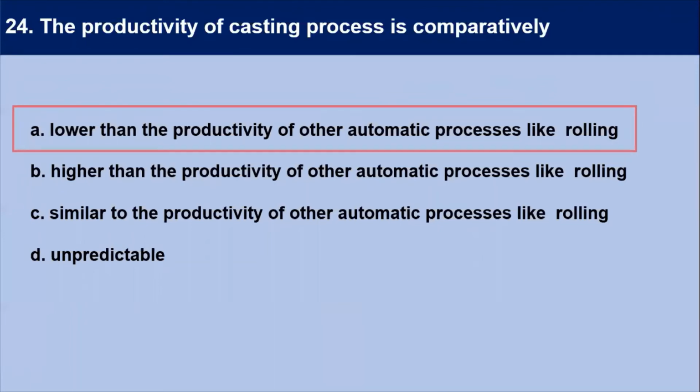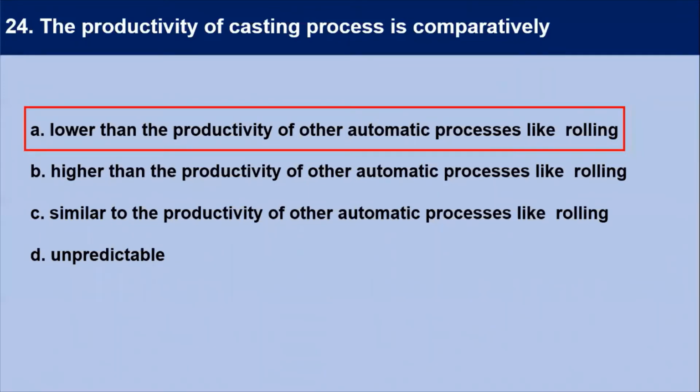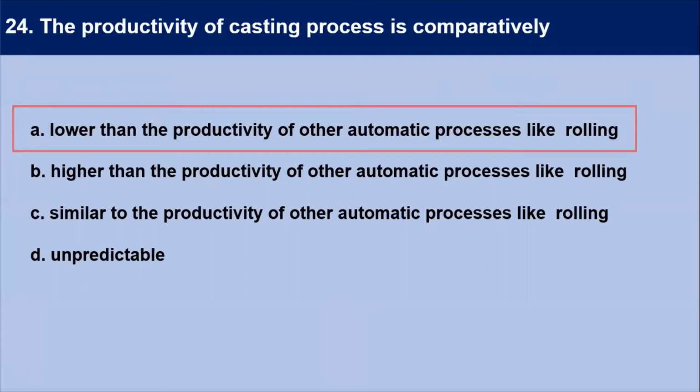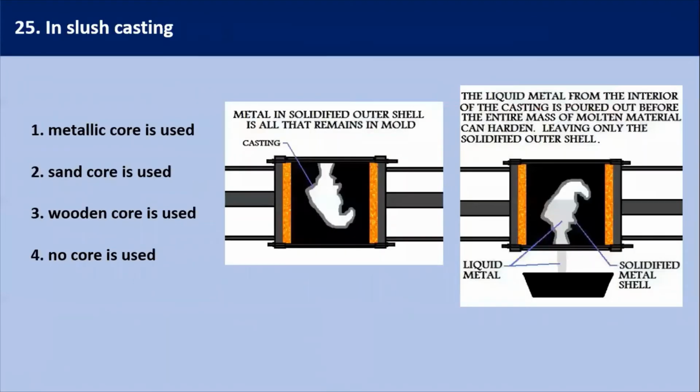Because a significant problem which is faced by the foundry industry is poor product quality and low productivity due to the large number of process parameters combined with the lower penetration of automation. So that's why the productivity of the casting process is comparatively lower than the productivity of other automatic processes like rolling. Next question, in sludge casting, it's a very simple answer here also.